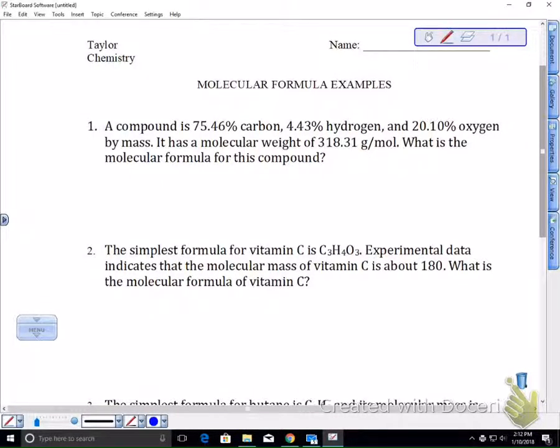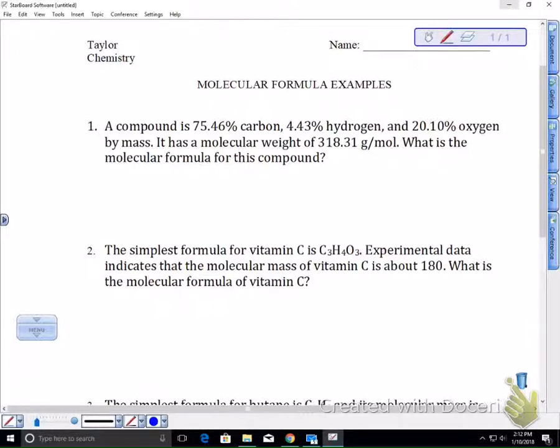In this lesson, we're going to look at how to find molecular formulas. It's very similar to empirical formulas. To find a molecular formula, you have to have two pieces of information. You have to know what the empirical formula is, and then you have to know what the real-world mass is of your compound.